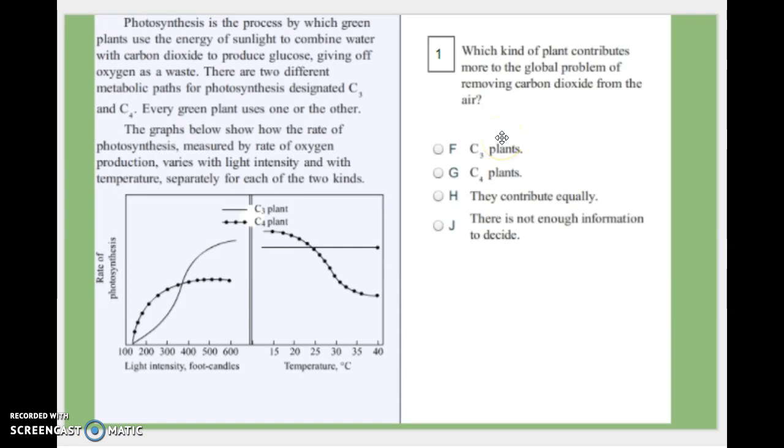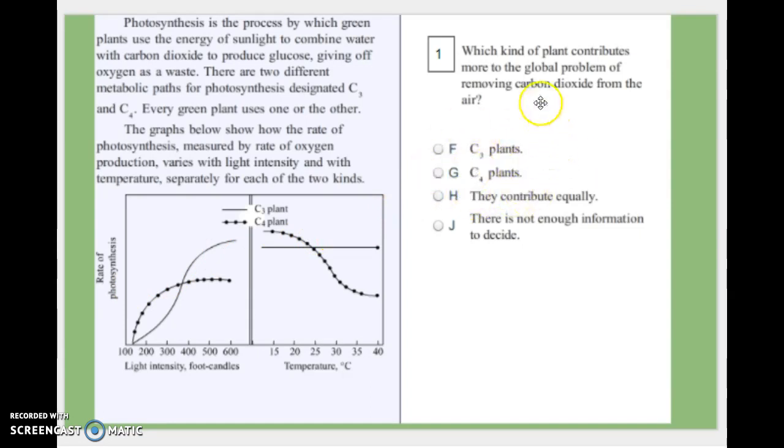The question, however, is which kind of plant contributes more to the global problem of removing carbon dioxide from the air? Pardon me, I have a little cold this week. So, if you're just thinking about that, which one removes more carbon dioxide from the air, you can look at these and say, well, I think that it's C3. No, I think C4 has more of it overall. And you can do that up and down, and you might even say both. And that's the first three answers, but they're all wrong.